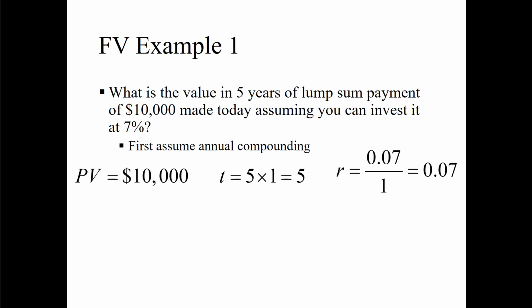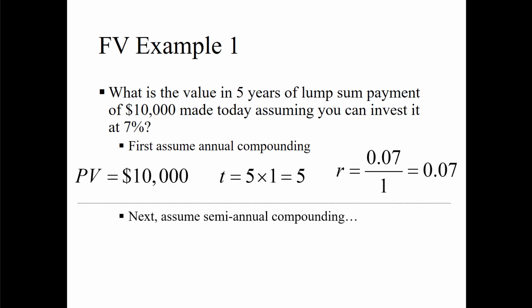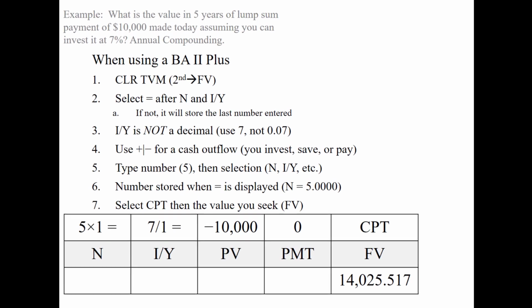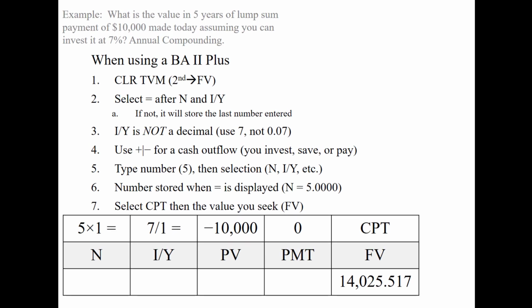So our first example is going to look at future value, and we want to know what the value is in 5 years of a lump sum or single payment of $10,000 made today, assuming you can invest it at 7%. First we're going to assume annual compounding, and then next we're going to assume semi-annual compounding. So we'll see our formula inputs there. So here we see our calculator inputs, and we'll use our time value of money worksheet on our calculator in order to solve this problem.